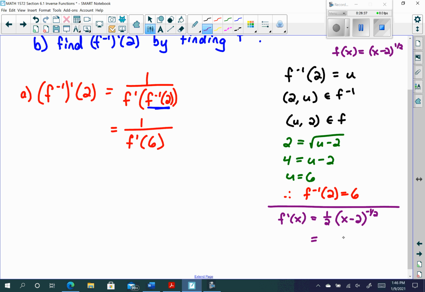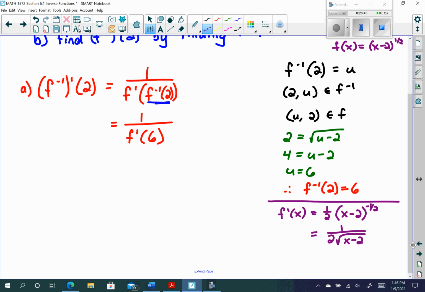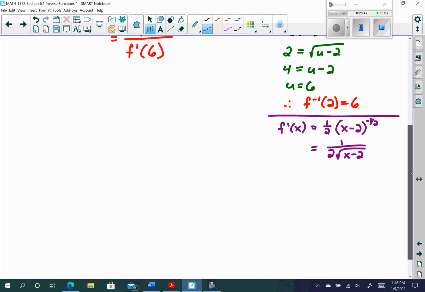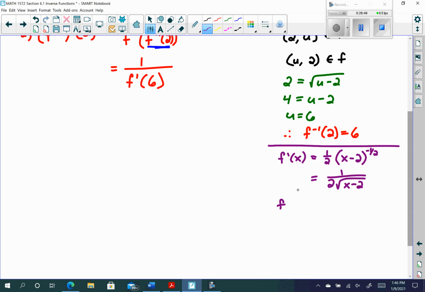So then this becomes 1 over, I'm going to keep that 2 down here, and then this goes back to the square root of x minus 2. So that's my derivative. Now let's figure out what f prime of 6 is. So I do all my work off to the side, and then I could slowly fill in my steps.